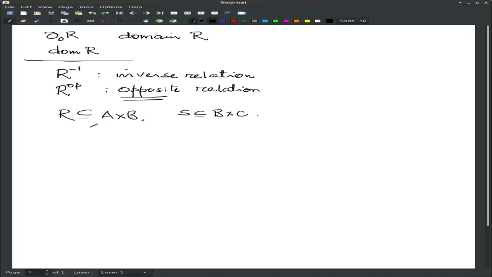S composed R. It is S composed R. That is the composite relation. Okay?